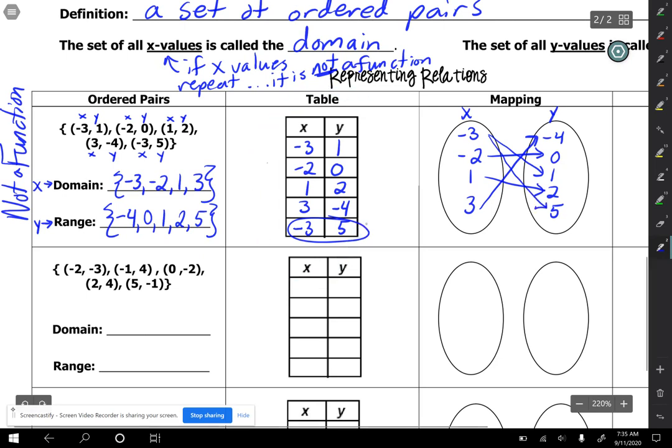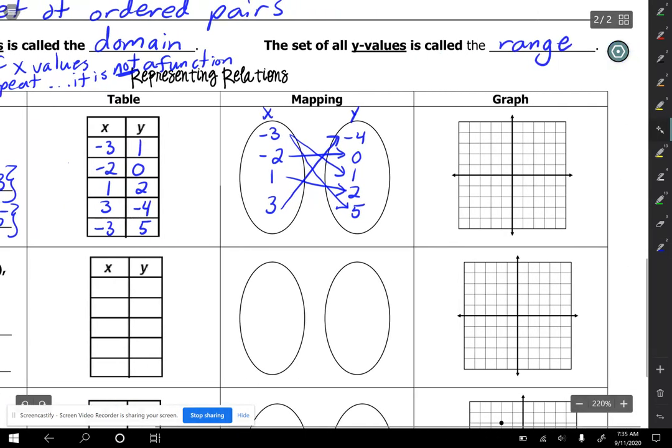Okay, so for this mapping, you see how there's two arrows coming out of the -3 right here? That tells me that this is not a function, so that's how you would see it on a map. If there's any number with two arrows coming out of it, even just one, then it's not a function.